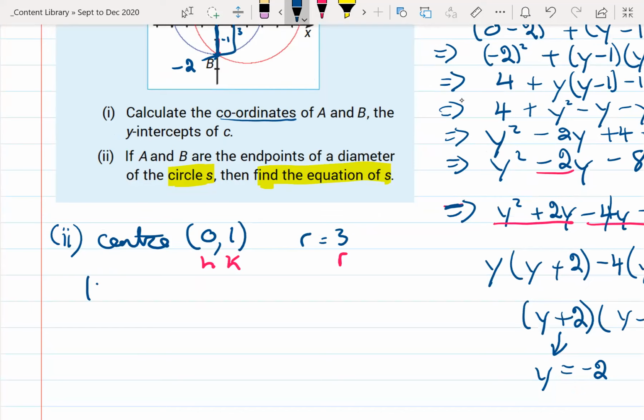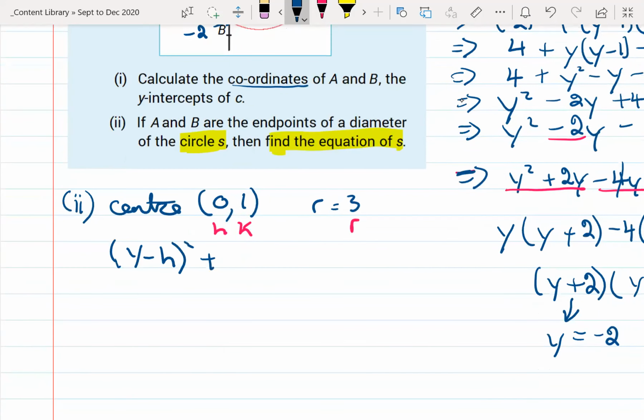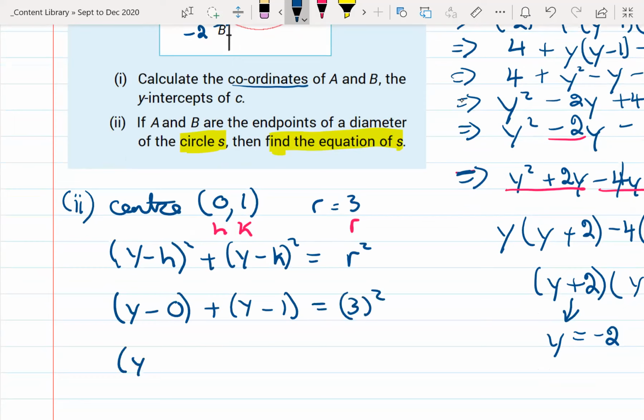We use the formula (x minus h) squared plus (y minus k) squared equals r squared. So x minus h is x minus 0, plus y minus k, that's y minus 1, equals the radius squared. Nearly done. Actually, they're squared, by the way. Because it's x minus 0, we can just end up here with just x squared. Plus, we can leave this bracket as it is, (y minus 1) squared, equals 9. That's your answer for part 2.